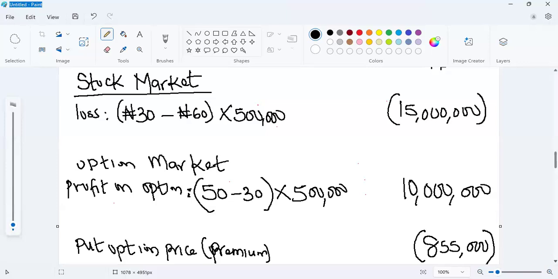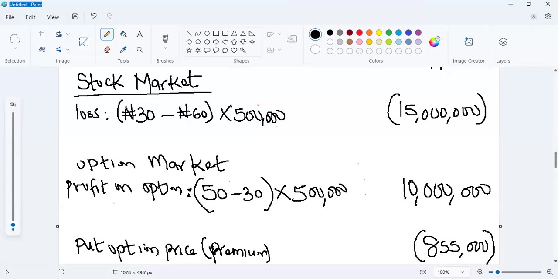You now wait until 2 years' time. When we get to 2 years' time, at the stock market, the share price happens to be 30 naira per share. That means your investment at the stock market has suffered a reduction in value. Your investment will reduce by 15 million naira, because you have gotten the share for 50 naira per share. So your investment will reduce by 15 million naira.